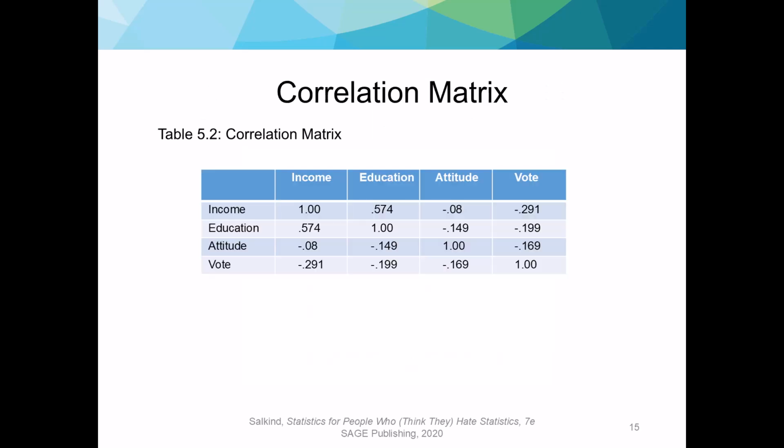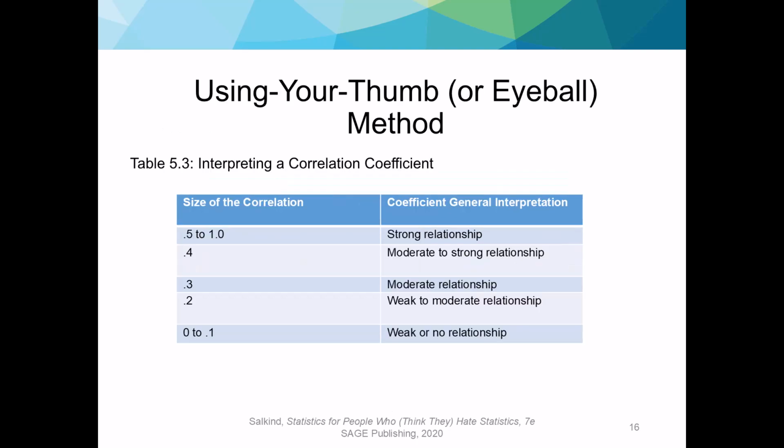When you have multiple variables, you can display all the bivariate correlations between them in a correlation matrix. This table shows the correlation between income, education, attitude, and vote. For example, the correlation between education and income is a direct correlation of 0.574.